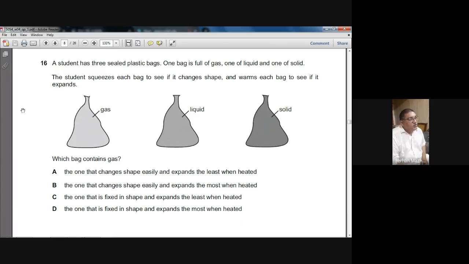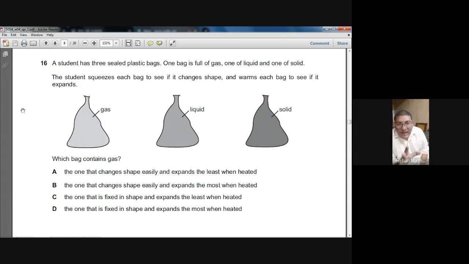So this is winter 2004 and question number 16 is from here. The questions start on the topic of heat. A student has 3 sealed plastic bags. One bag is full of gas, one of liquid and one of solid. A student squeezes each bag to see if it changes shape and warms each bag to see if it expands. Which bag contains gas?